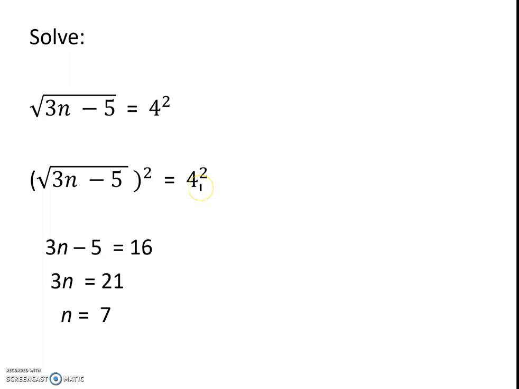We also know 4 times 4 is 16. We add 5 to both sides to find that 3n equals 21, but we don't want 3n. We want n, so we divide both sides by 3 to find that n equals 7.